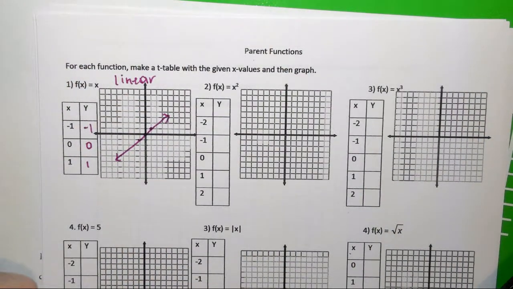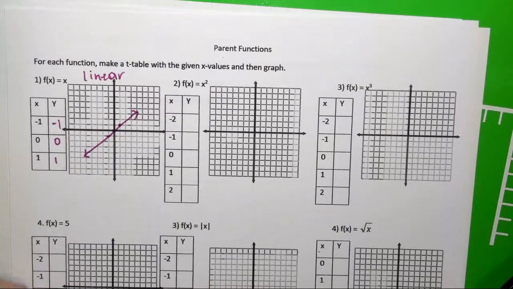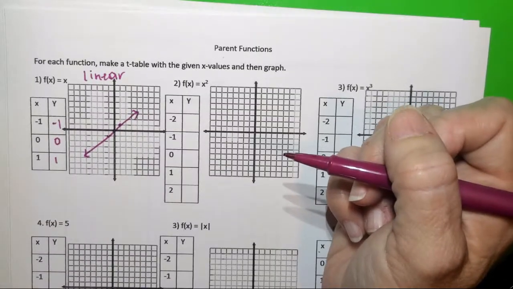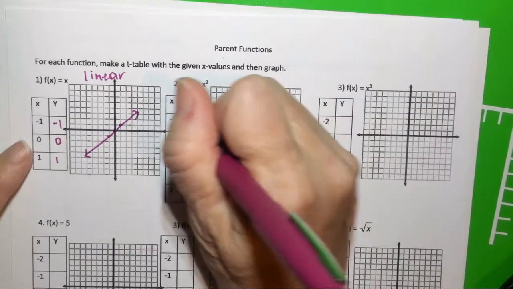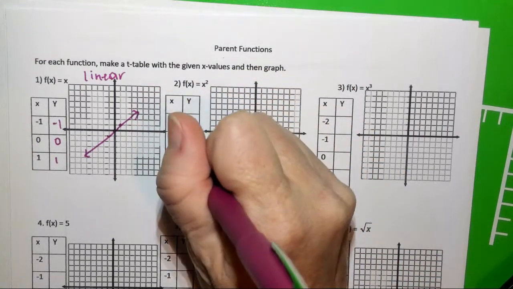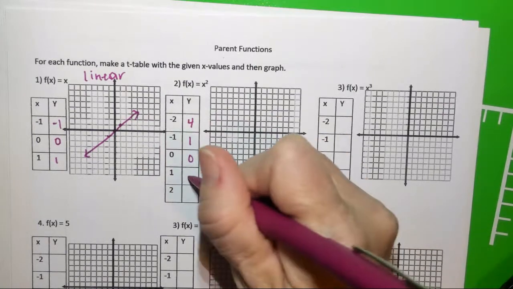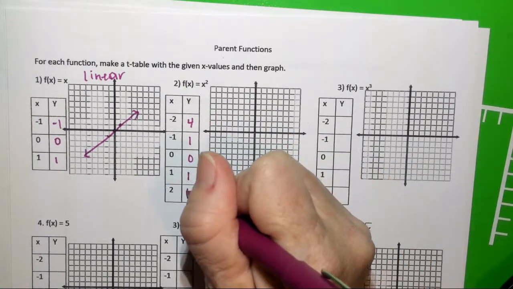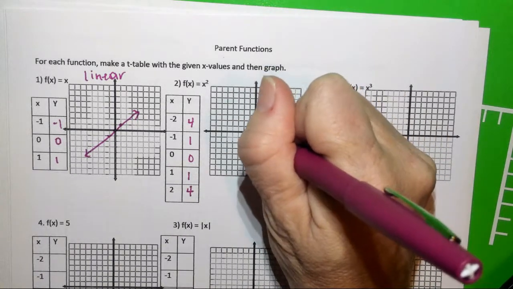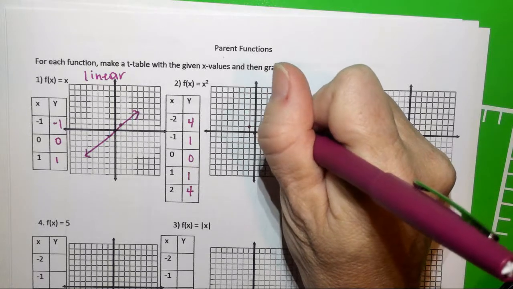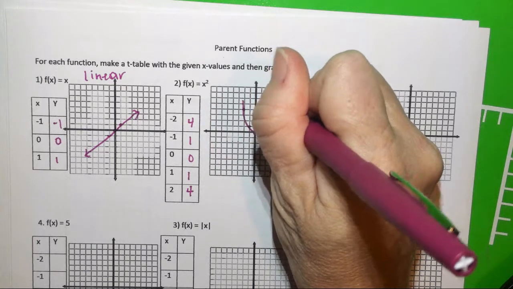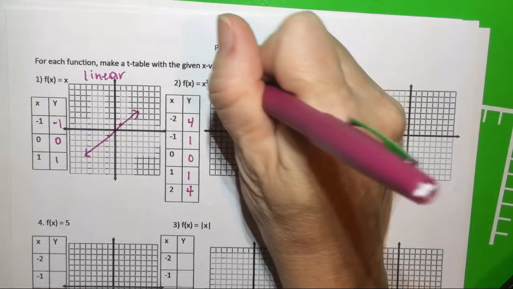Okay. Number 2 is y equals x squared. So we're going to plug in -2 into x squared, and -2 times -2 is going to be 4. -1 squared is 1. 0 squared is 0. 1 squared is 1, and 2 squared is 4. So we're going to graph these ordered pairs. And you get a U-shaped graph, and that is our parabola.